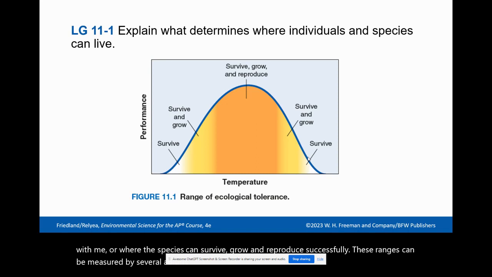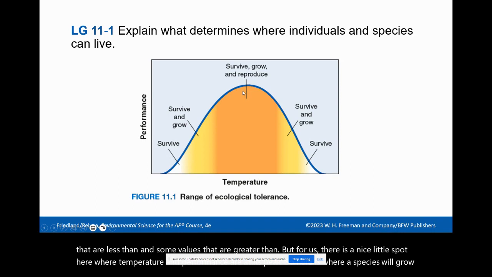So this is what we call a bell curve. It means the majority of the population, or the majority of our values, will be right here, and we will have some values that are less than and some values that are greater than. But for us, there is a nice little spot here where temperature and performance are at their peak. So here is where a species will grow and reproduce, where they're most comfortable or they can tolerate the most.